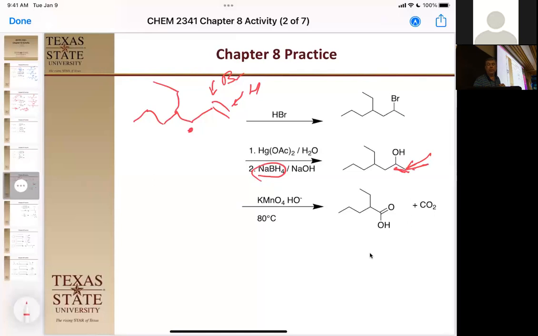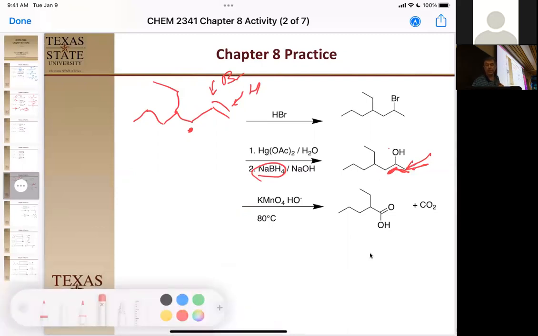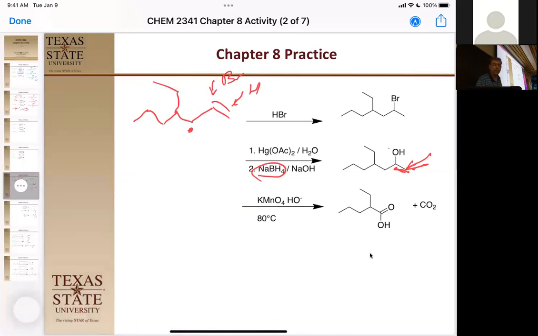The mercury was here and the OH could have been here, but then we would have a mixture of alcohol both here and here, because there's no specificity between those, because those carbons are equal. So that means it had to be the one on the outside. So our product is 1, 2, 3, 4, 5 with an ethyl group.